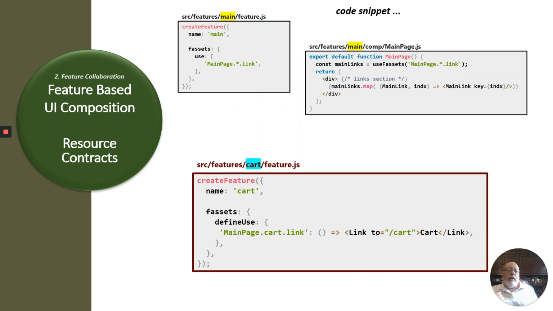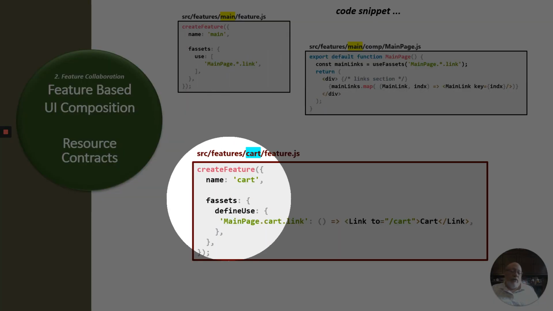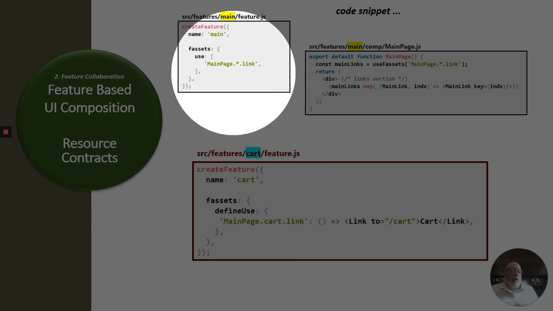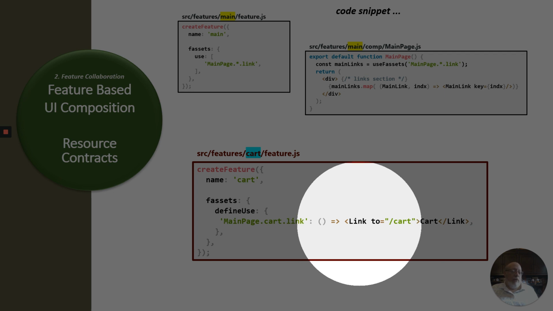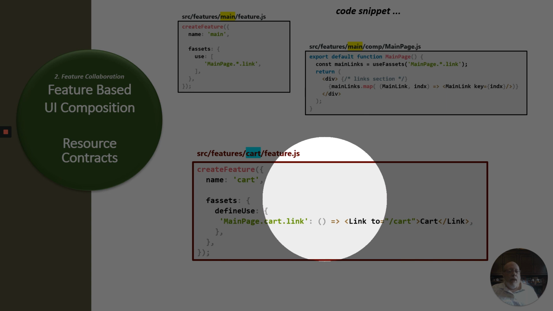So here we are in a new feature, a cart feature, and it's saying I want to specify under usage contract a main page.cart.link. So this actually matches that wildcard contract, and it's supplying its own component. Again, this is a very simple React component. It can obviously be as complex as you need, but it's an internal component within the cart feature that's now being exposed within the main page.